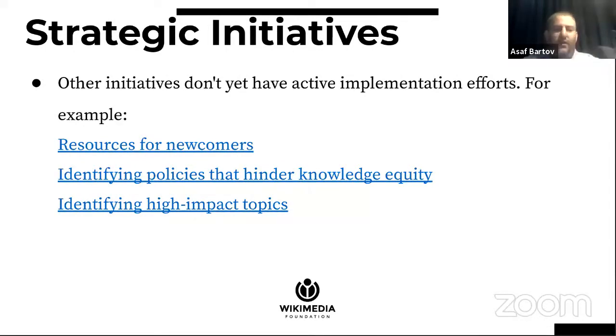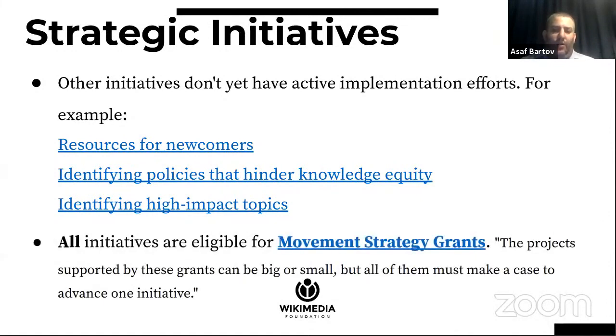Other examples are identifying high impact topics in terms of knowledge content, or identifying policies that hinder knowledge equity. Some other examples of initiatives that don't have quite that level of facilitated, resourced attention already going on. My point is that different initiatives in the strategy are not just at different levels of progress, but also at different levels of resourcing. In other words, their rate of progress is likely to be very different. The not actively resourced initiatives are going to progress a lot slower or maybe not progress at all, while the ones that are resourced and facilitated are going to progress more quickly. That's to be expected. So this is our sort of picture of the status quo.